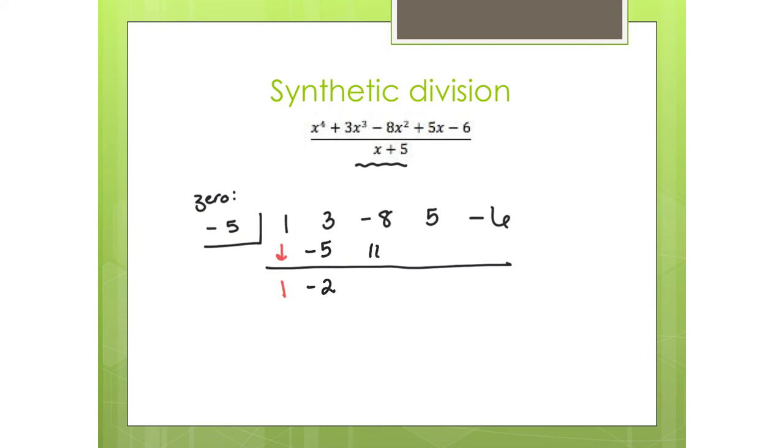We multiply, slides to the next open spot. We add, we multiply, slides to the next open spot. We add, we multiply, slides to the next open spot, and then we add.